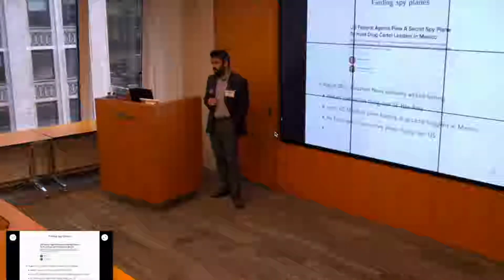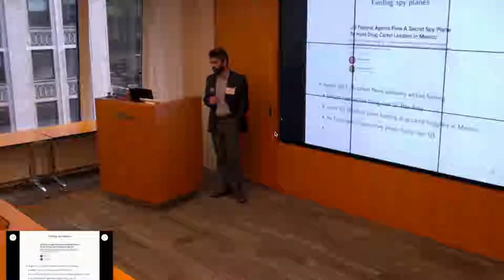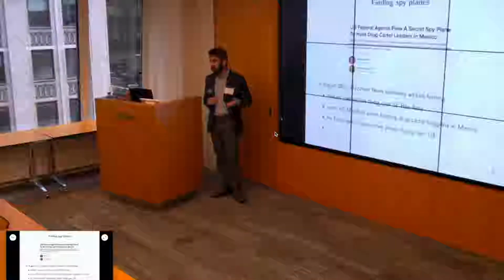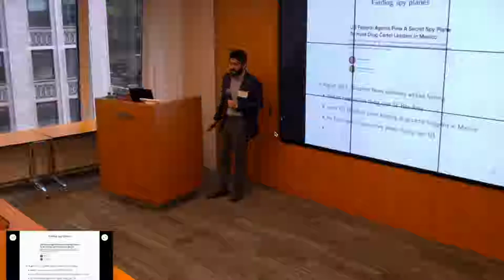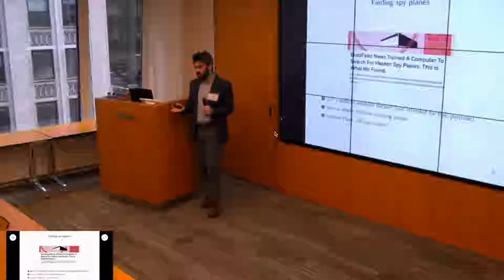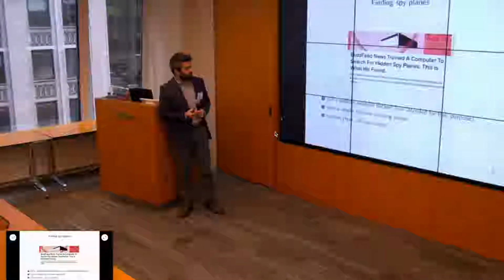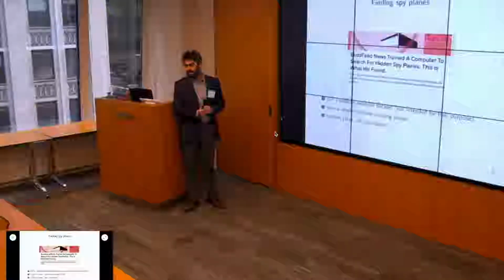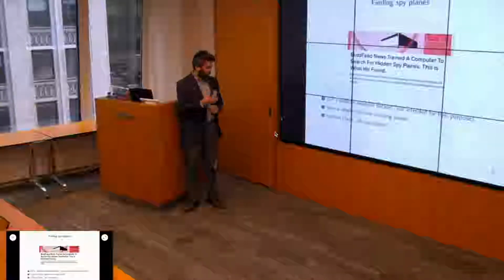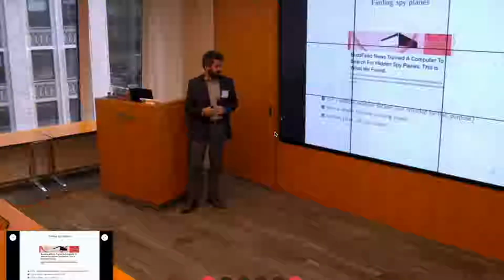And you might wonder how exactly they came across this information, and it might be leaks or other types of journalistic practices that they use. But actually what happened was that they used a machine learning model. And they wrote an article about this. They say they trained a computer to search for hidden spy planes, and this is what they found. And they kind of go through their process.